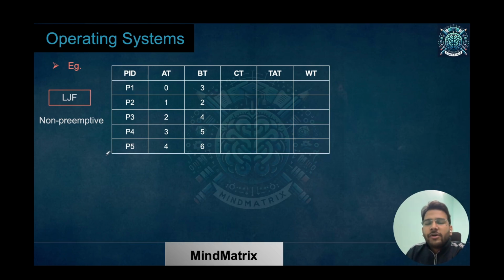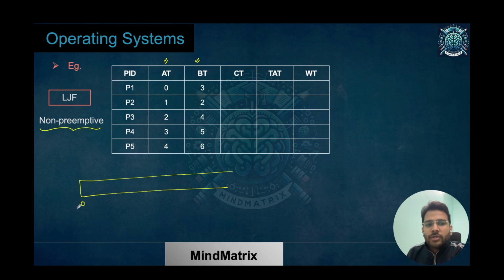So here we have 5 processes from P1 to P5 and the arrival time is given to us. The burst time is also given to us. We need to find the completion time of all the processes, turnaround time and waiting time. Okay. So LJF is non-preemptive in nature. So let's make the Gantt chart and let's schedule the processes here.